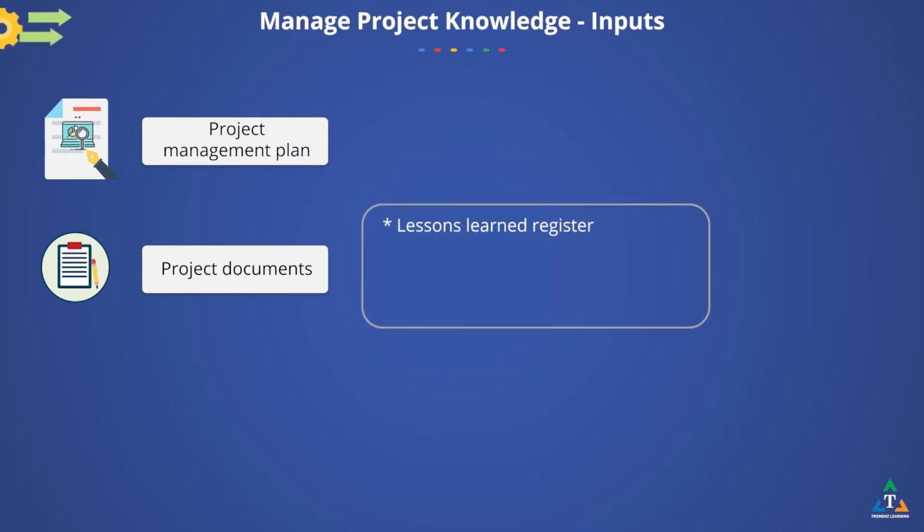Lessons Learned Register provides information on effective practices in knowledge management. Project team assignments provide information on the type of competencies and experience available in the project and the knowledge that they may be missing. Resource breakdown structure includes information on the composition of the team and may help to understand what knowledge is available as a group and what knowledge is missing.